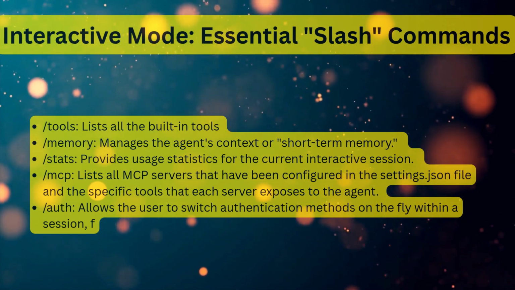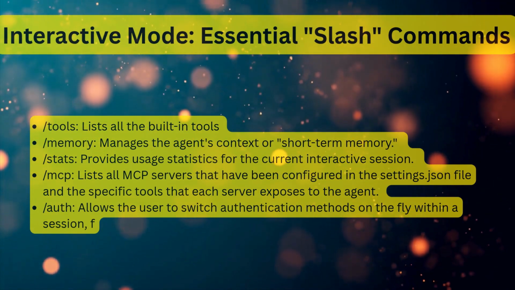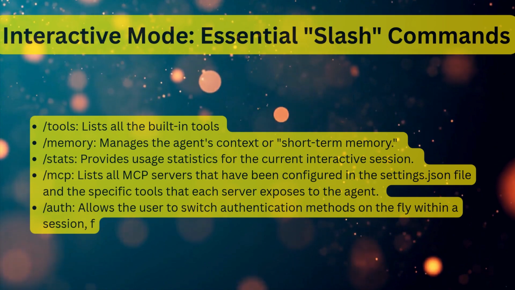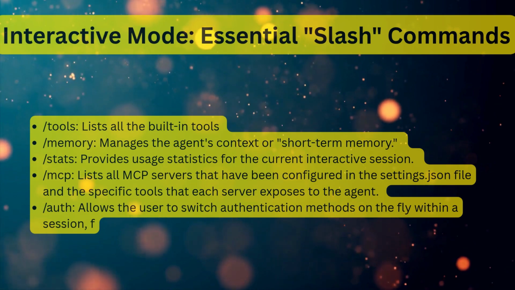Inside the interactive mode, you've got helpful slash commands. Like tools shows you what capabilities the agent has loaded. Memory show lets you inspect what's currently in its context. Checking its memory. Good. Stats shows your usage. MCP lists configured servers. Auth lets you switch authentication methods. Pretty handy.